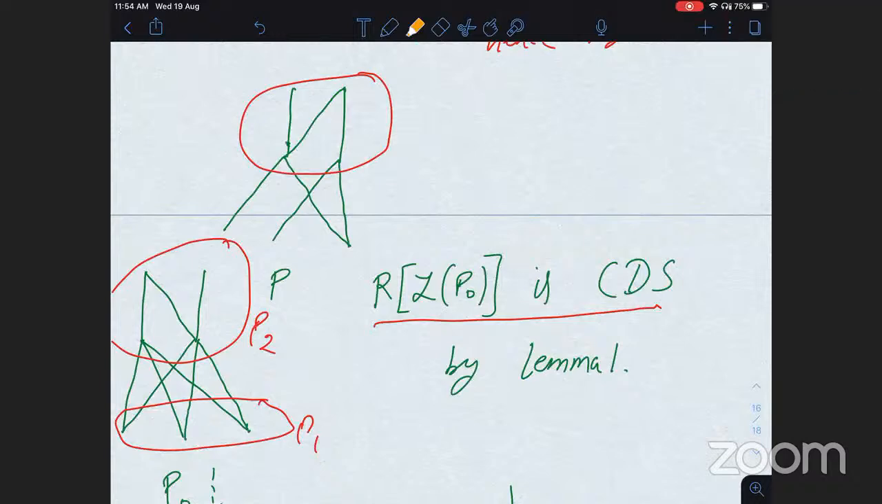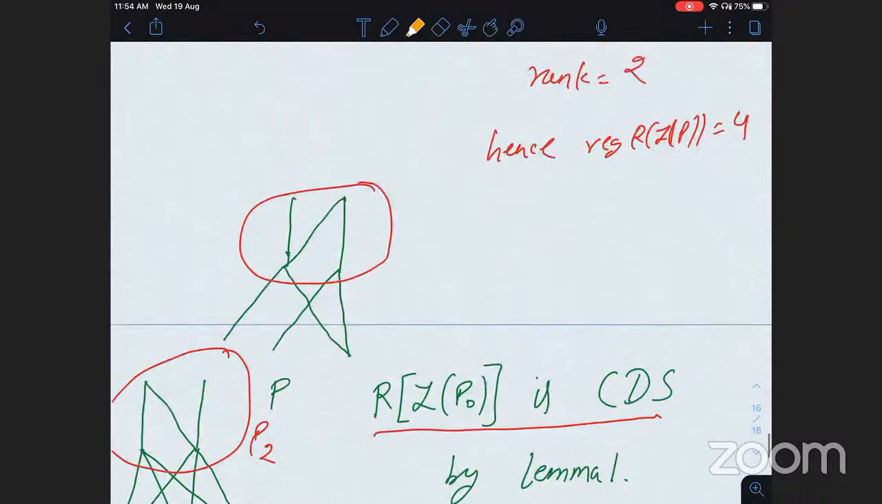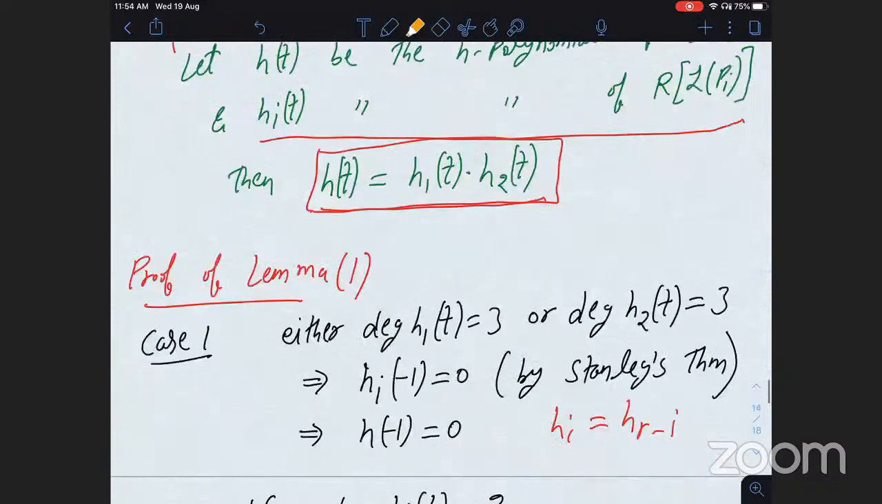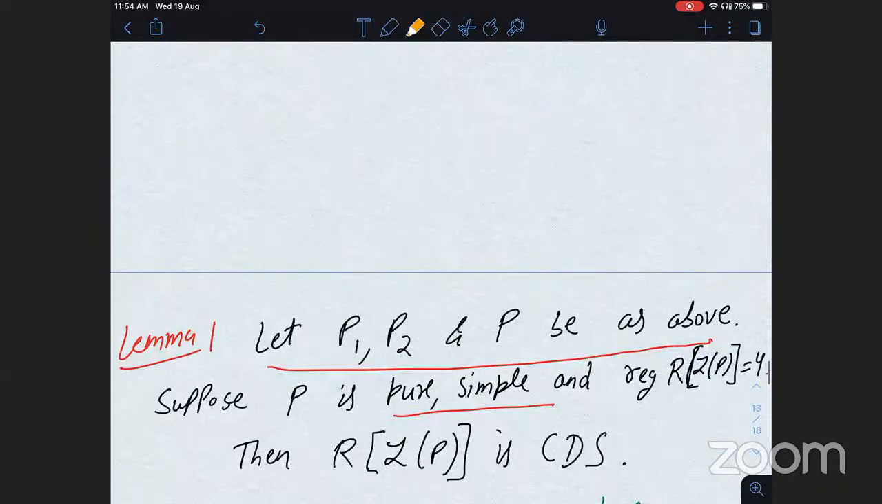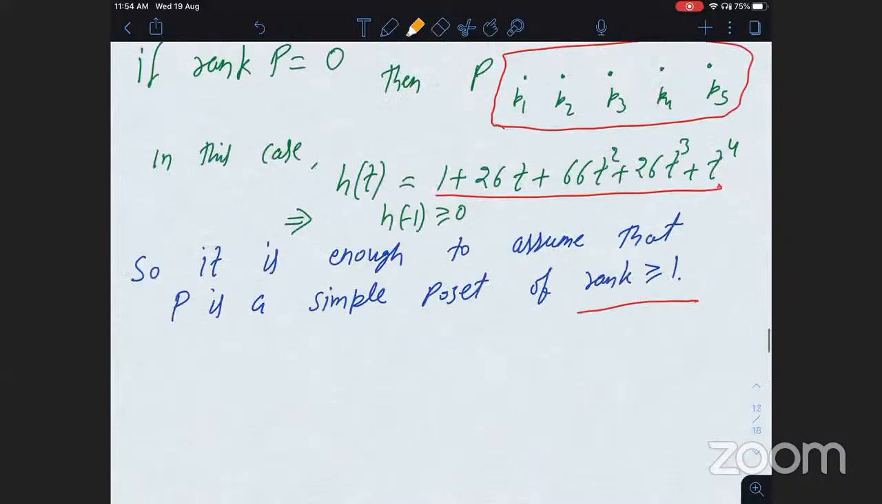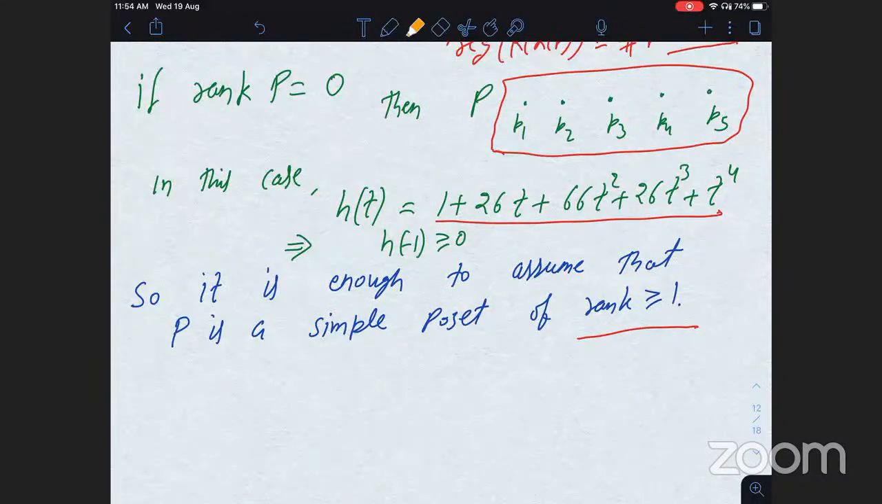Hi. So my question is, I've noticed that the Hilbert polynomial for the anti-chain with 5 elements has coefficients 1, 26, 66, 26, 1, and for 3 elements, it's 1, 4, 1. So these are the Eulerian numbers corresponding to the Eulerian polynomials S5 and S3. Can you tell me what's the connection?